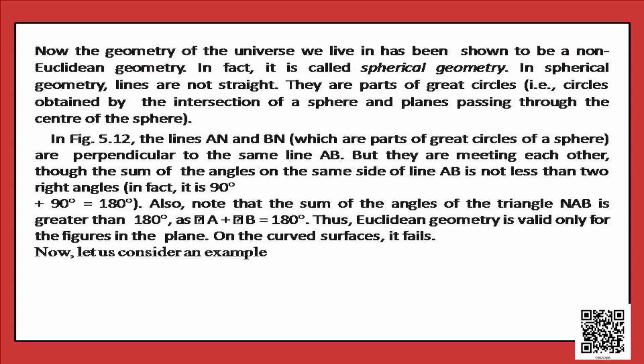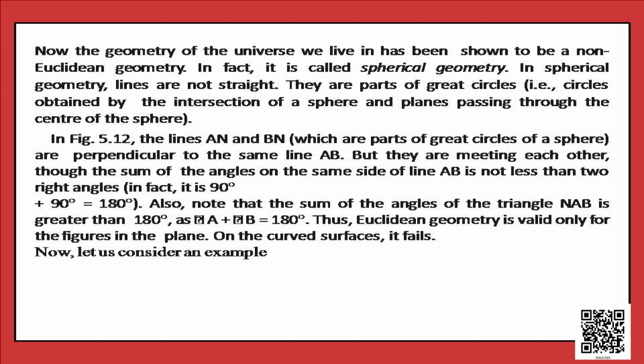Also, note that the sum of the angles of the triangle NAB is greater than 180 degrees, as angle A plus angle B is equal to 180 degrees. Thus, Euclidean geometry is valid only for figures in the plane. On a curved surface, it fails.